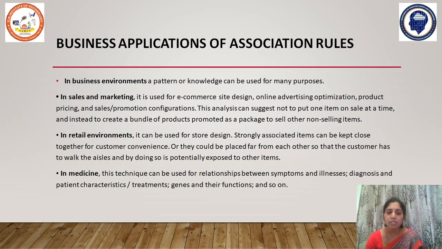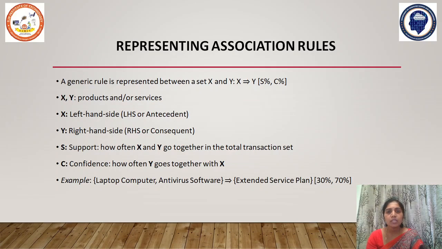Representing the association rules. The generic rule is represented between the sets X and Y, where X tends to Y, with the support percentage and the confidence percentage. X and Y are products or services. X is on the left-hand side and is called the antecedent, and Y is on the right-hand side, which is called the consequent.